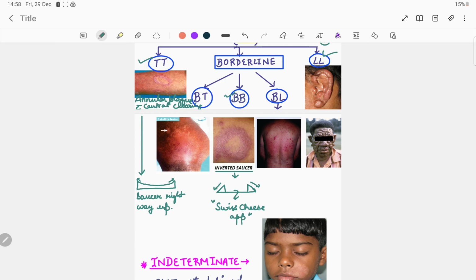And there are multiple lesions which are present in the borderline type of leprosy, which has also been described as geographical map like lesions.